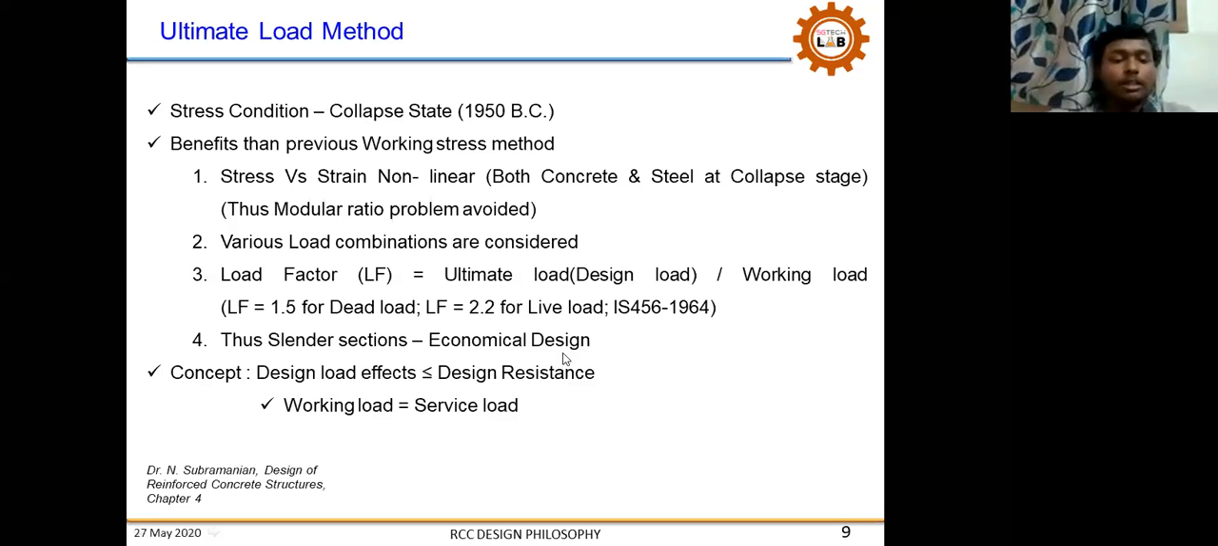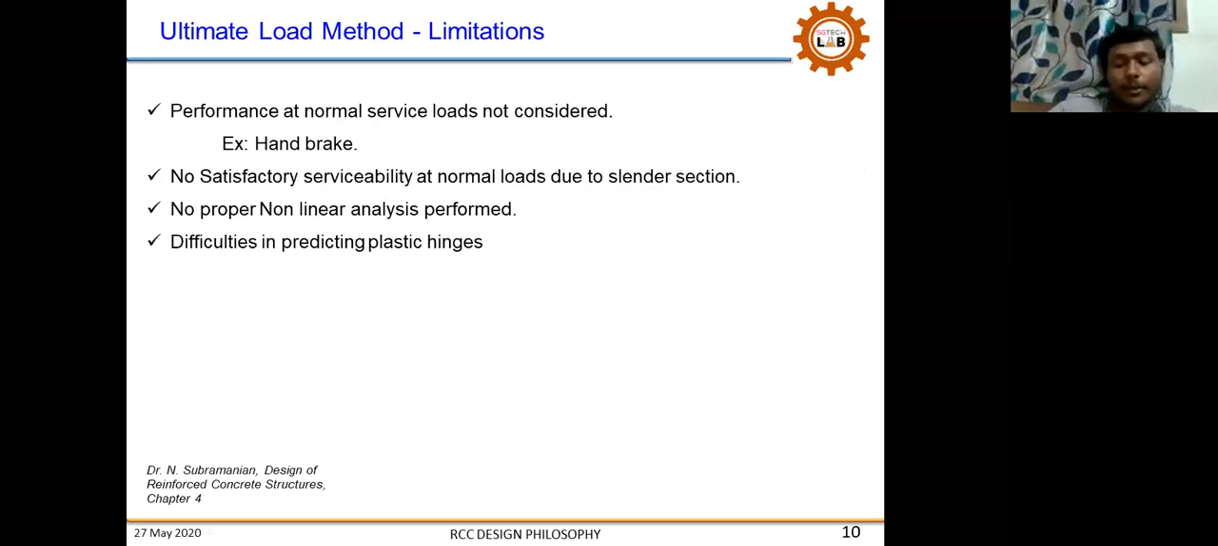And the basic concept around ultimate load is that design load effects are always less than design resistance. So whatever resistance that structure has to have, they have taken to be much greater than the design load effects. So that is this one.